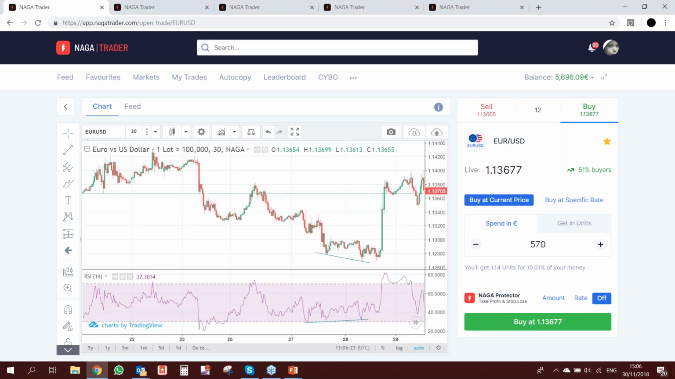NAGA Trader is our own custom-made trading platform. It's a unique trading platform, great and simple for applying technical analysis. It's also suitable for newbies as well as more advanced and experienced traders. It uses TradingView charts, which are widely recognized and applied in the industry.